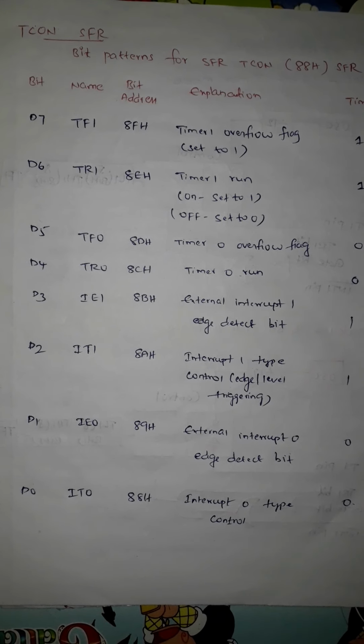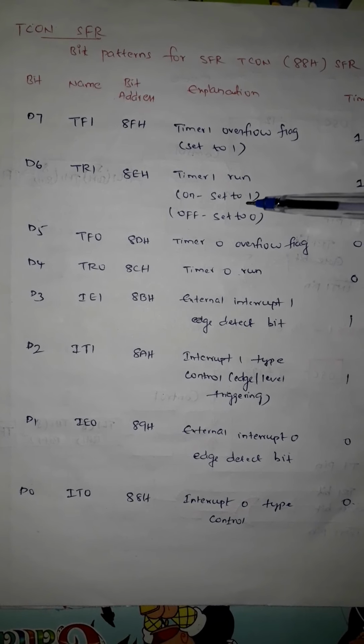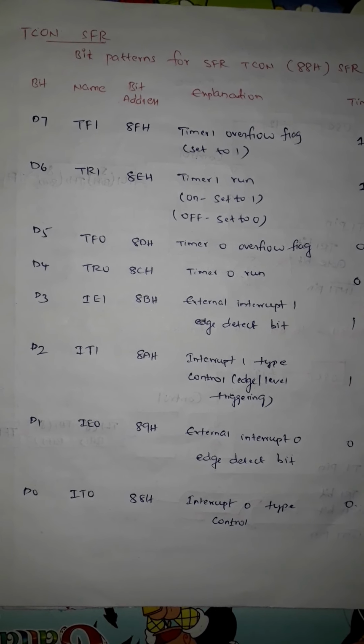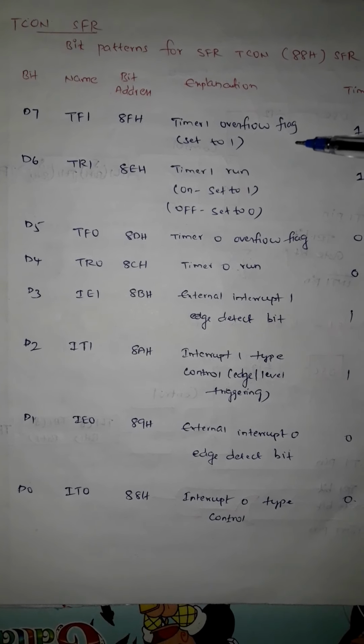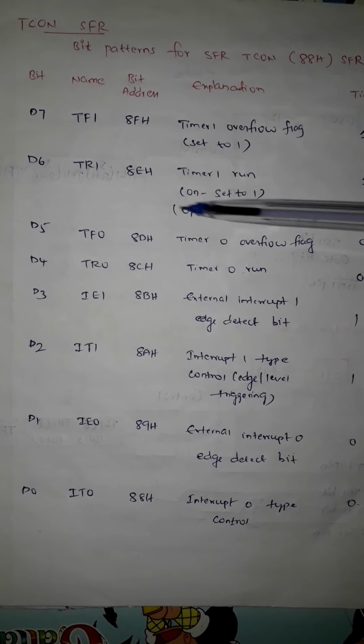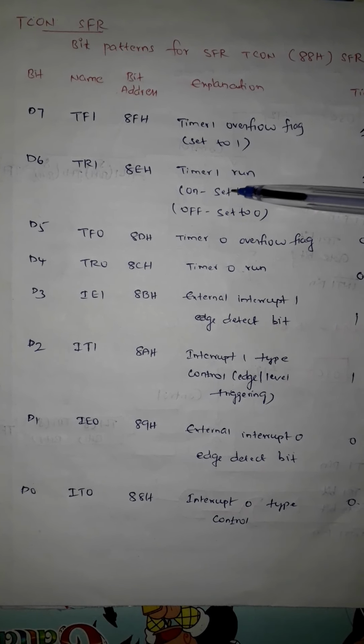bit is 1, and D6 is used to turn the timer on or off. So you can turn the timer on or off by using the D6 bit. If the D6 bit is set to 1, then the timer goes to the on state, that is, it goes to the run state, TR1, timer run state. Or else if the bit D6 is 0, then the timer goes to the off state.